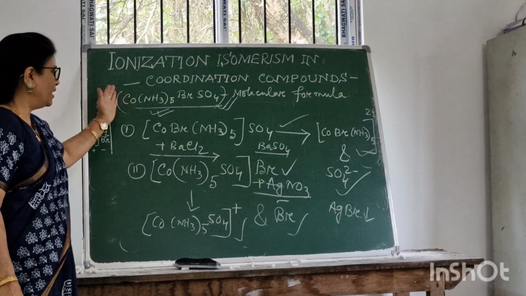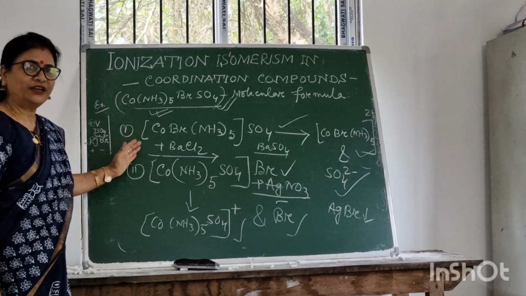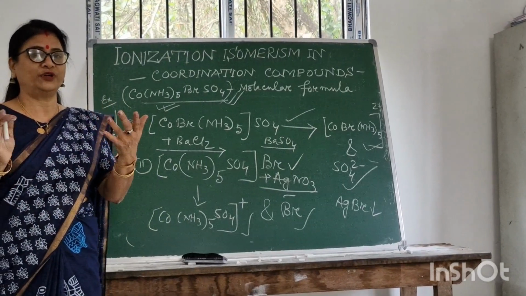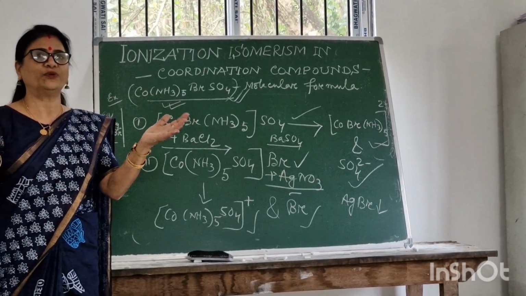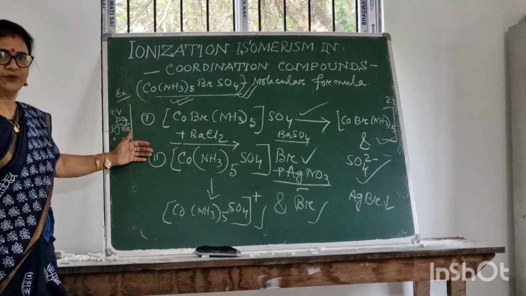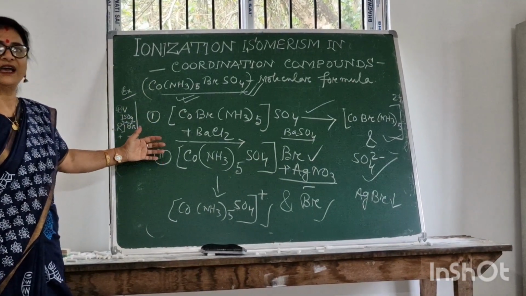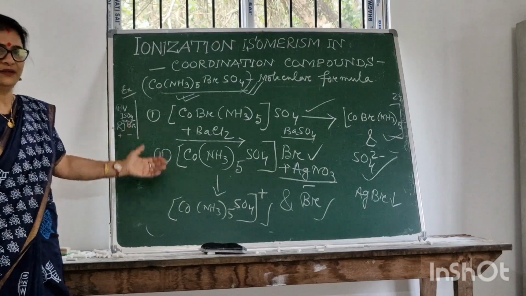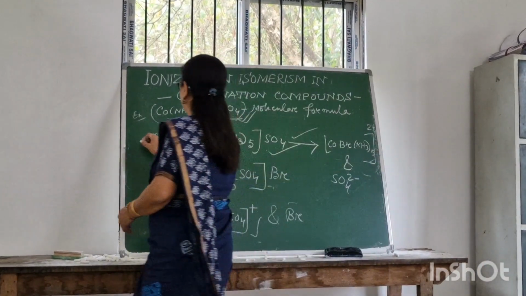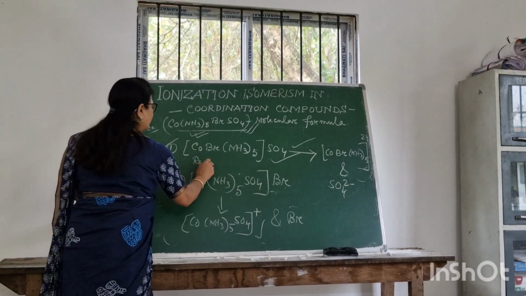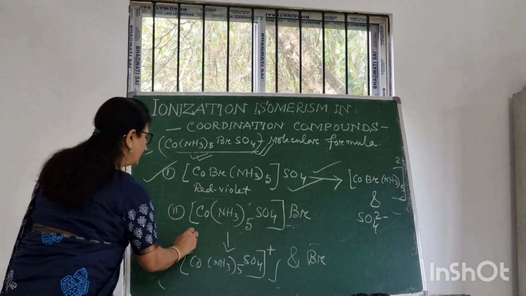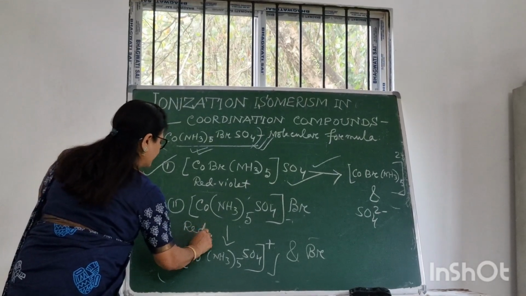That means you remember one thing: the ionization isomers arise due to the position of the groups or atoms inside and outside the coordination sphere. Both have the same molecular formula, but they give different ions in solution. The color of the first isomer is red-violet. The color of the second isomer is red.